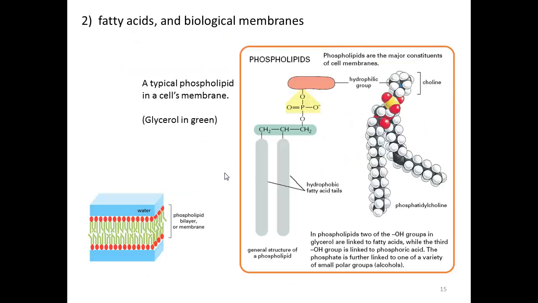Fatty acids are one of the primary constituents of lipid bilayers. Fatty acids can connect to a glycerol backbone through ester linkages, and a third hydroxyl group will connect to a phosphate group and some hydrophilic head group. In this case, phosphatidylcholine is one of the most predominant lipids in eukaryotic human biological membranes. In this example, there is a saturated linear fatty acid and an unsaturated kinked fatty acid.